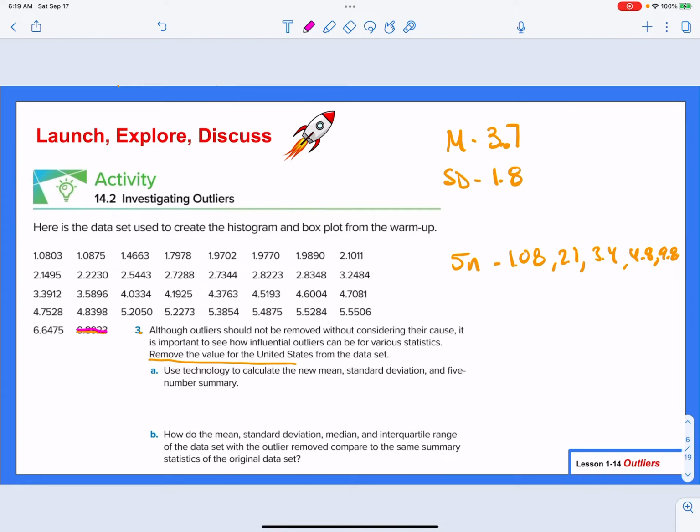So first off, with our 5-number summary, the minimum stays the same. Our maximum definitely changes because now we have 6.6 as our maximum value. And what's going to change is things like my median. My median before was right here. We're going to slide it back probably 1 number, so my median is going to be over there at 3.39.